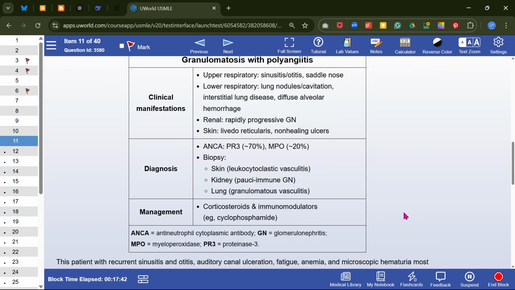Yes. So GPA, granulomatosis with polyangiitis: upper respiratory, sinusitis, otitis, saddle nose; lower respiratory, lungs, nodules, cavitation, interstitial lung disease, diffuse alveolar hemorrhage; and kidney, rapidly progressive glomerulonephritis; skin may cause livedo reticularis, a non-healing ulcer. ANCA, PR3, MPO. Biopsy: skin, leukocytoclastic vasculitis; kidney, pauci-immune glomerulonephritis; and lungs, GPA, granulomatous vasculitis. Treatment: corticosteroid and immunomodulator, cyclophosphamide. Next.